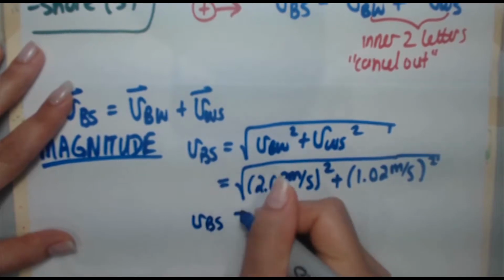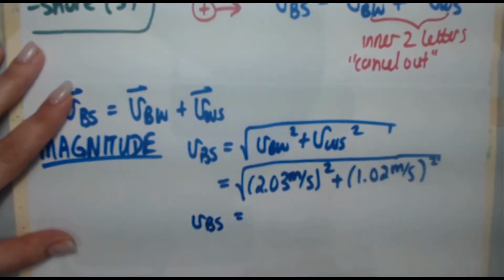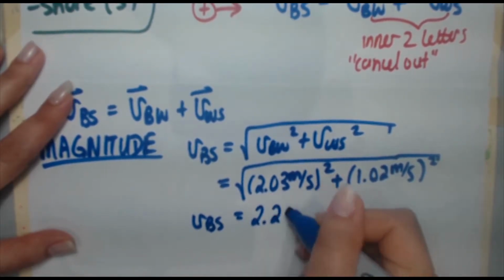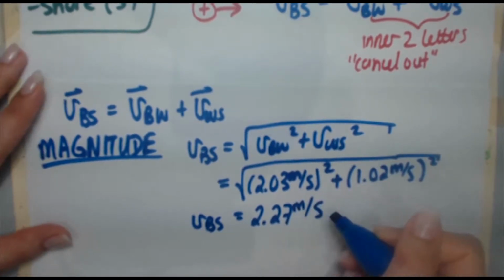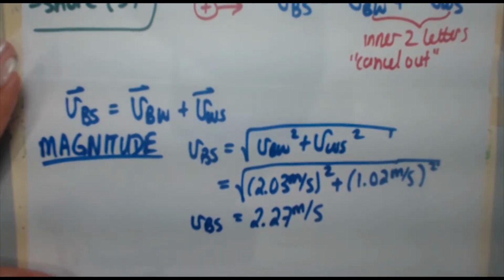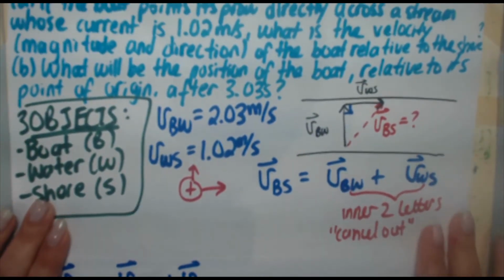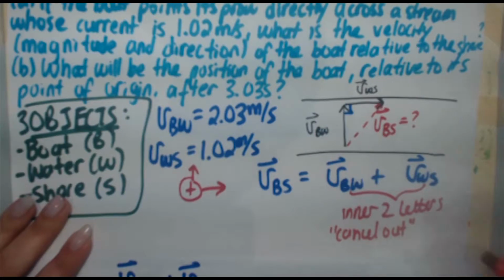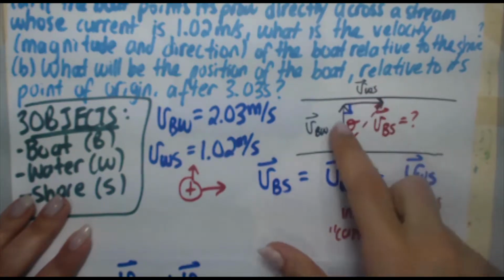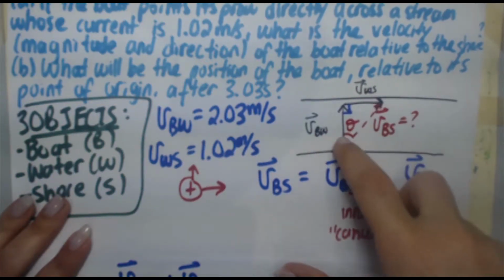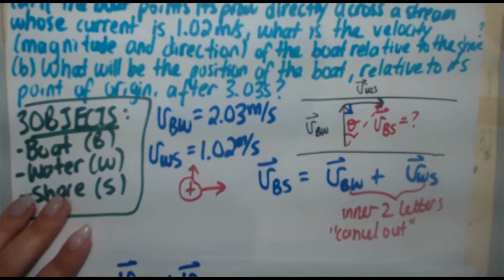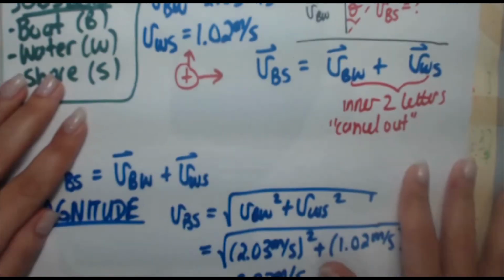And so VBS, if you take the sum of the squares and you square root the entire expression, you'll get 2.27 meters per second. Okay, now to find the angle, looking back on the diagram, you're looking for the angle between the hypotenuse and the initial vector there. So that's our theta. Since we're given VWS and VBW in the original problem, we want to use those in our solution. So what we're going to do is use a tangent, tan of theta.